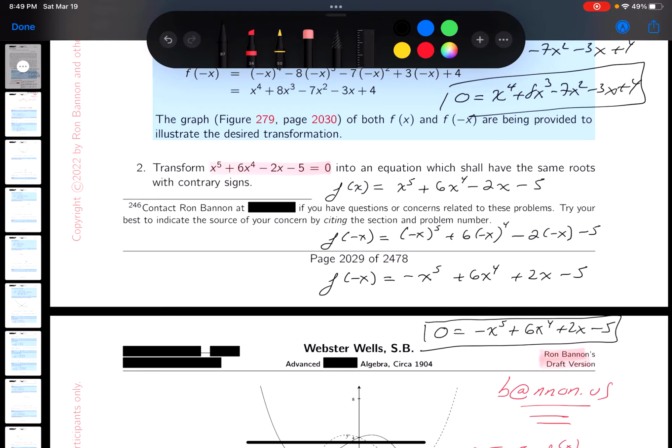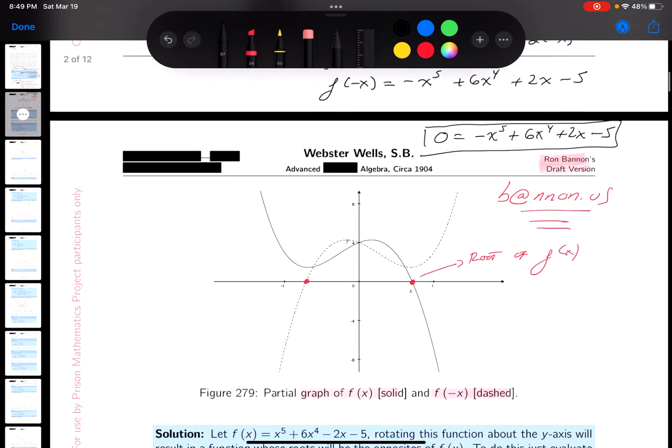So what I'm going to do is point out, I'm going to look at the graph, and I want to see those roots be opposites. Like, for example, one of the roots was 7, the other root would be minus 7, and so forth and so on. All right? So let's take a look at the key.